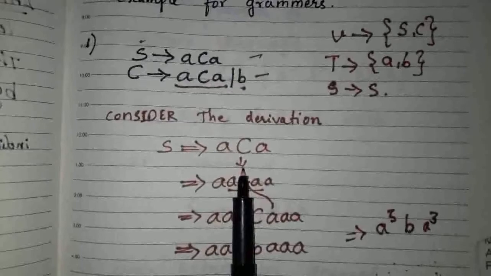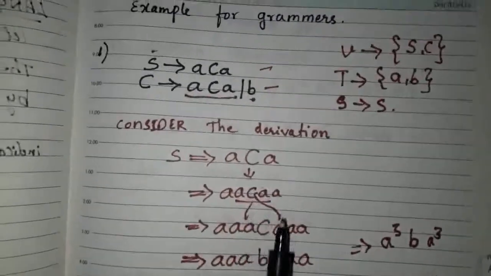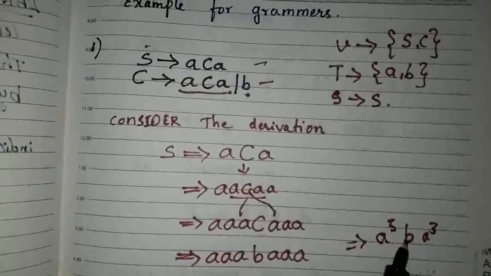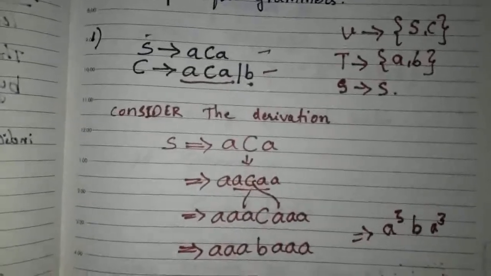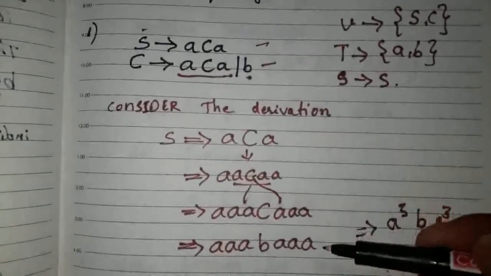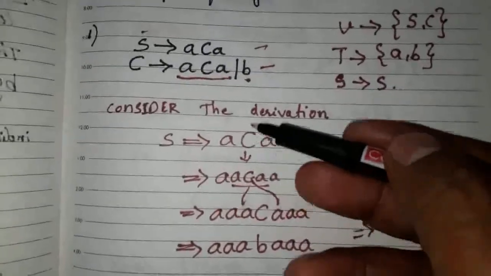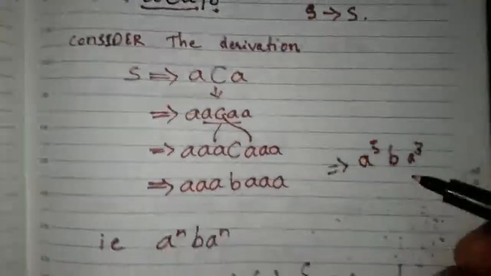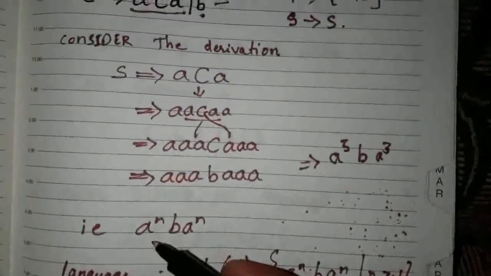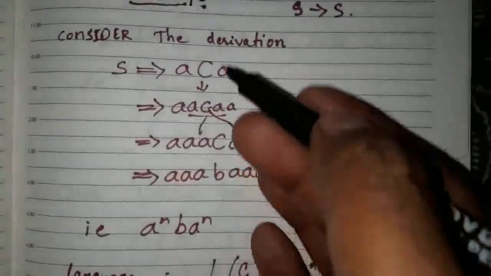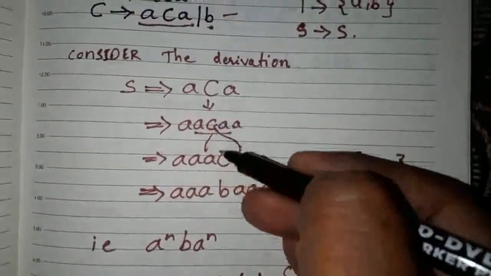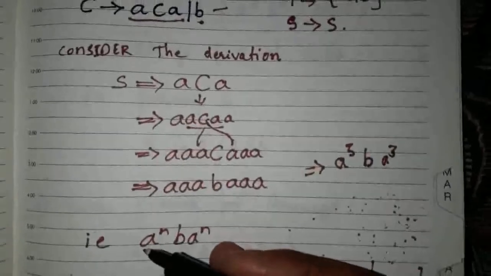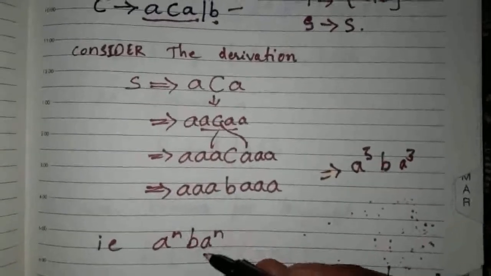That is A square B A square. I continued it for the third step. That's why you have 3 A's followed by B followed by 3 A's. So if I keep on continuing the replacement of C with ACA, I will be getting the string A power n B A power n. If I continue to replace ACA for n times, I will be getting A power n B A power n.